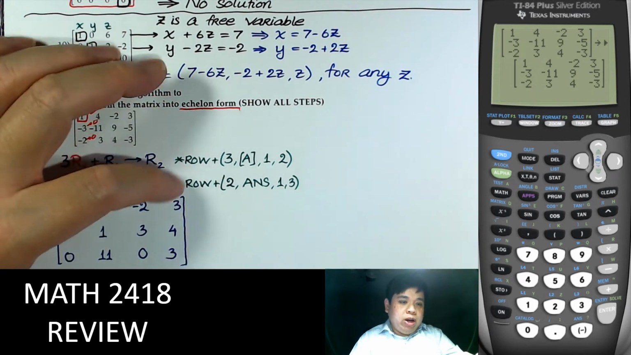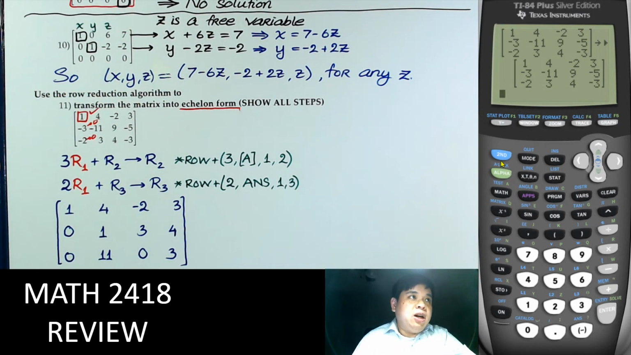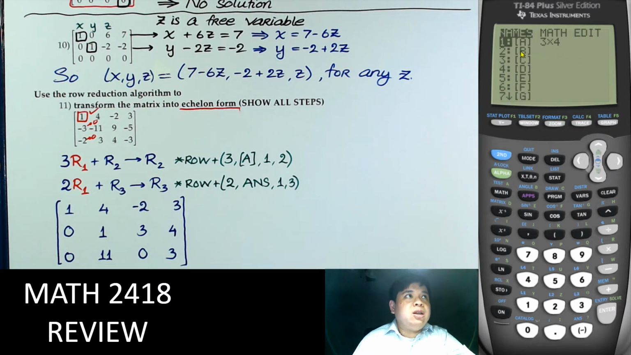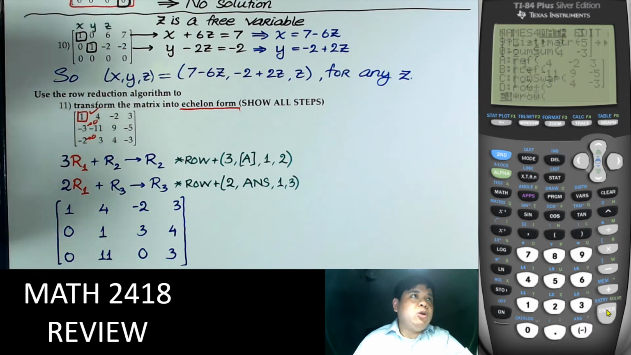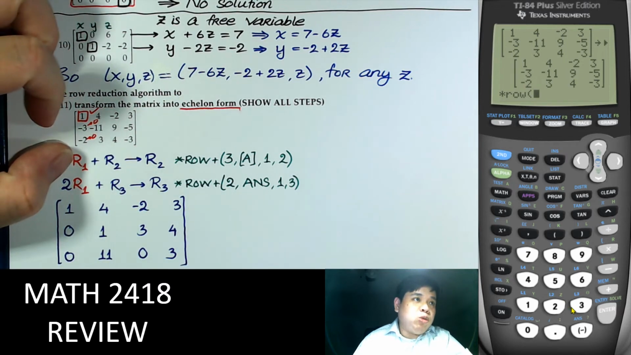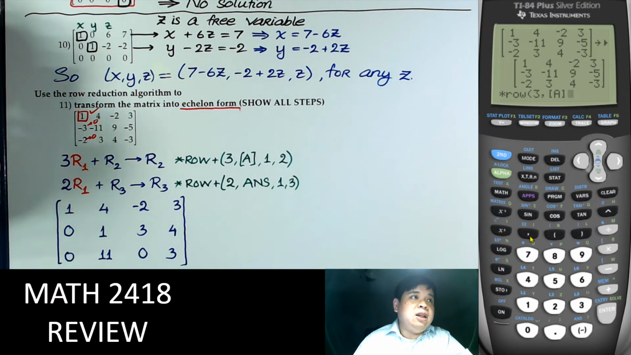Now this operation is in the calculator under matrix, where it is reduced to echelon form, which is here. Now what we do is multiply. So first multiply 3, second matrix, apply to matrix A, multiply to row 1, add and replace to row 2.